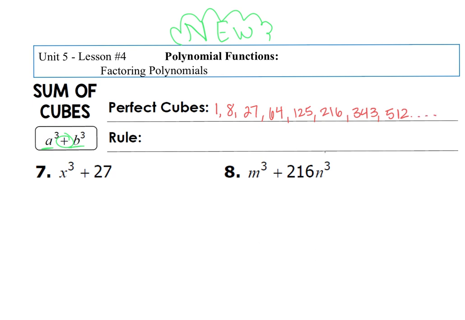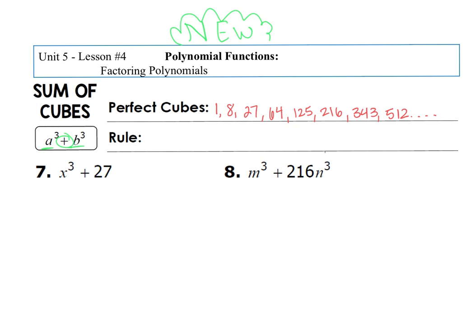And we can just keep going on and on and on. But that's probably a good list for now. Now, if you see any of these numbers as part of the problem, and it's a binomial, 2 terms, and your variables are also cubed or products of 3, like 3, 6, 9, 12, and so on, you probably have a sum of cubes factoring situation.